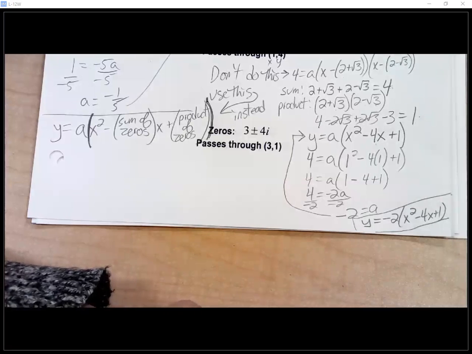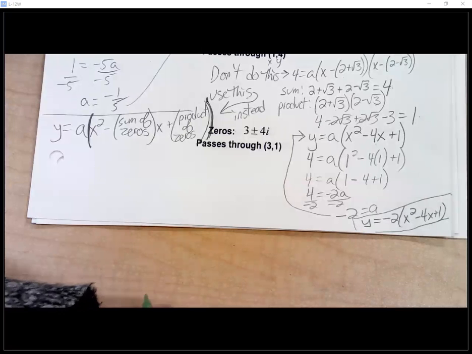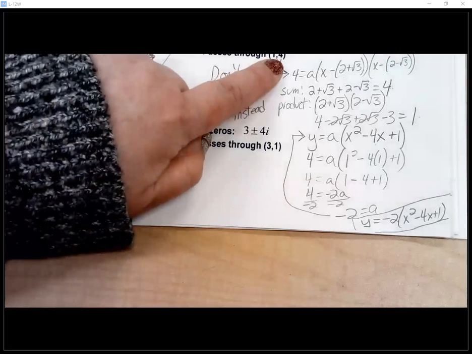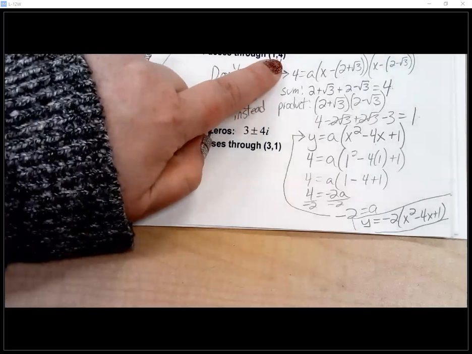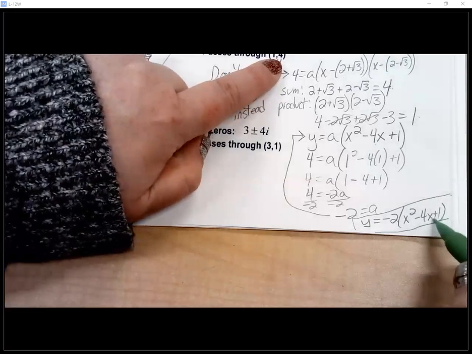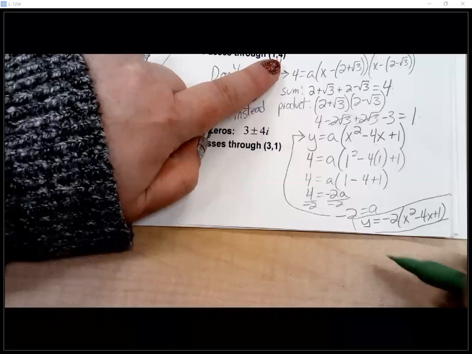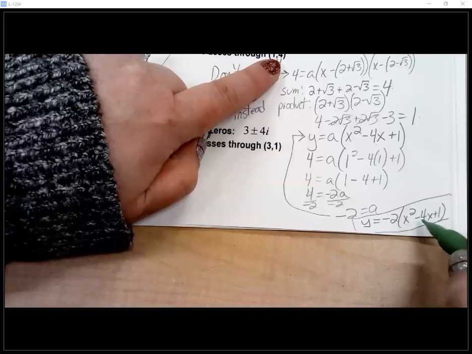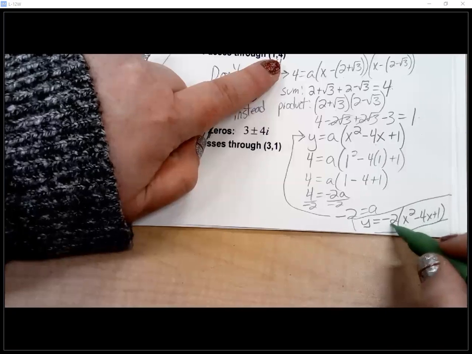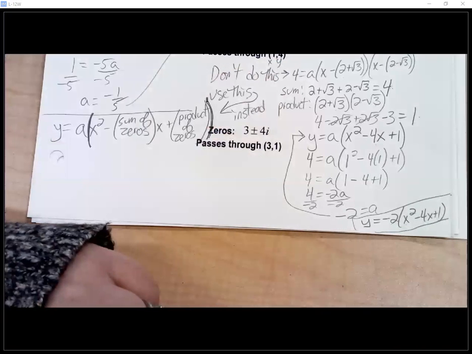A nice thing to do is to just quickly check your answer, right? You know it's supposed to go through the point 1 comma 4. So if you plug in 1 for x, you should definitely get out a 4. And I think we do. 1 minus 4 plus 1 gets me -2 times -2 is a positive 1. Yep. Goes so fast.